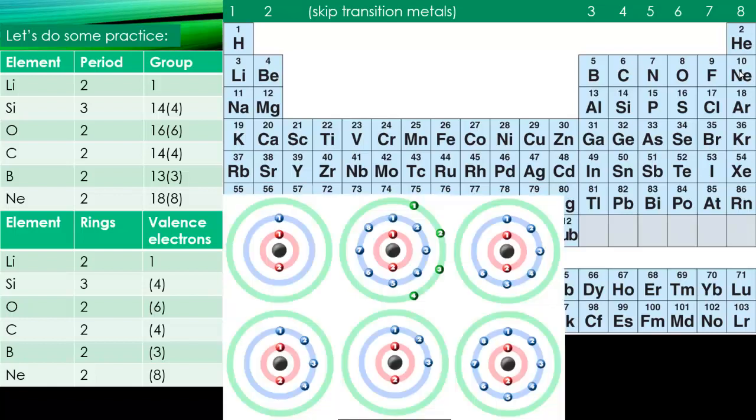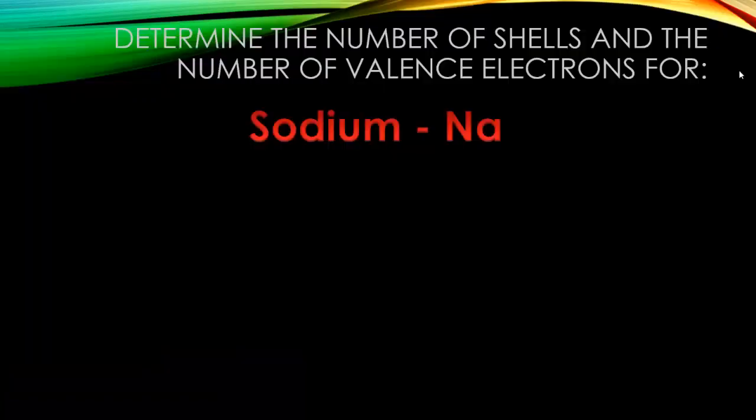So here are the pictures for those elements. Lithium is the first one. It has 2 rings and 1 valence electron, so that means 1 on the outside ring. Silicon has 3 rings because it's in the third row, and it has 4 valence electrons because it's in group 4. Same thing is true for oxygen. It's matching its group number. So each of these pictures directly matches the information in the table to the left, and that is because of its place on the periodic table.